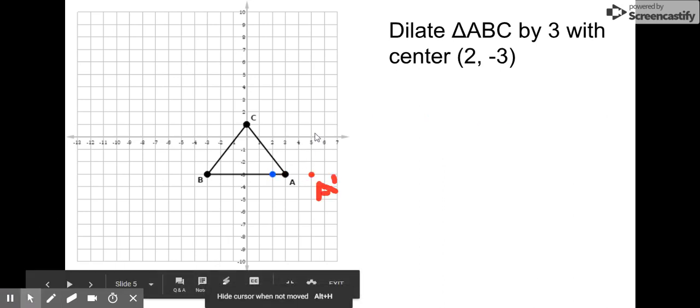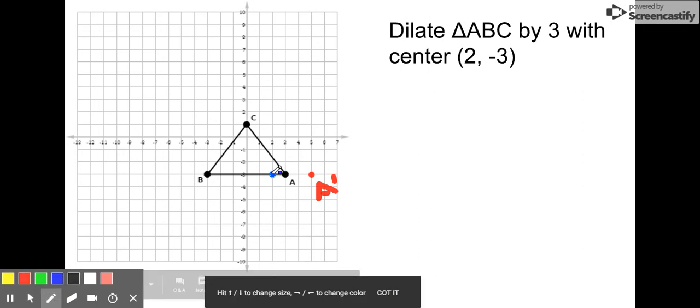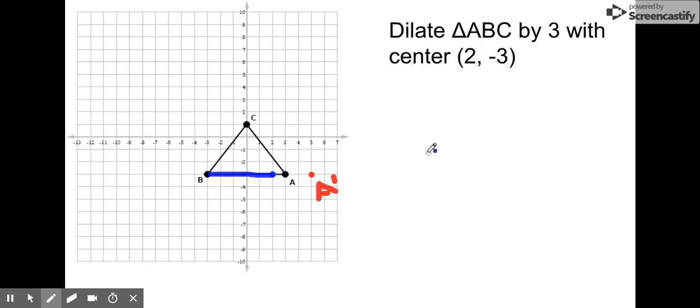Now that we know that A prime is at (5, -3), let's figure out where B prime would be located. So we want to start back at that center of dilation, and we want to figure out the distance from the center of dilation to the pre-image point we're trying to dilate. So 1, 2, 3, 4, 5. Notice how we didn't have to rise anything. So we're going to continue to not rise, but we're going to have to run 3 times 5. So we're going to have to run 15. So we've got the 5, 1, 2, 3, 4, 5, and 1, 2, 3, 4, 5. So B prime is going to be located at (-13, -3).